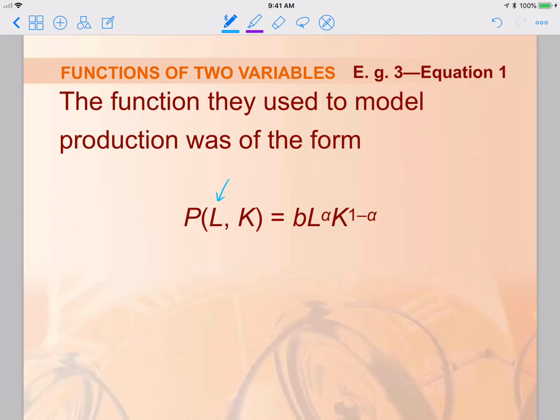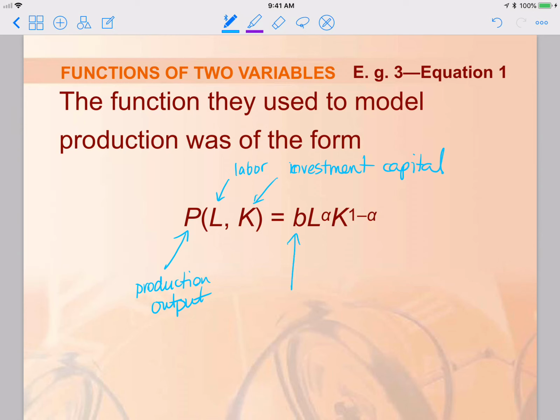Okay, so the L here stands for the amount of labor, and the K stands for the amount of investment capital. So P stands for the production output. And the key is that B is a constant and alpha is a constant.